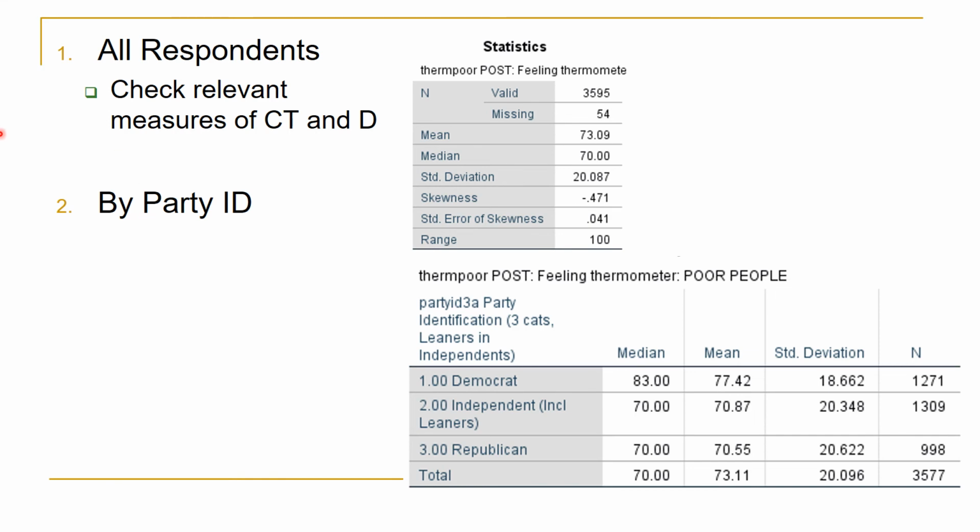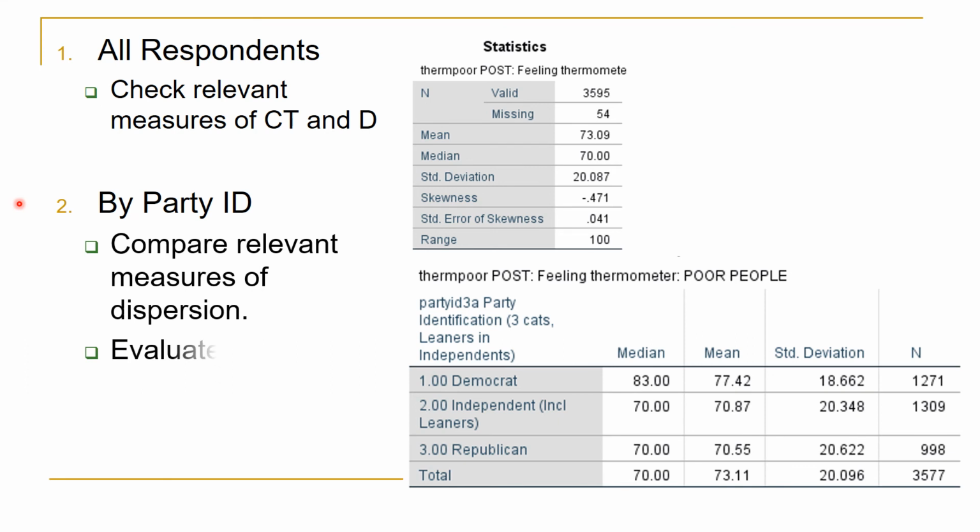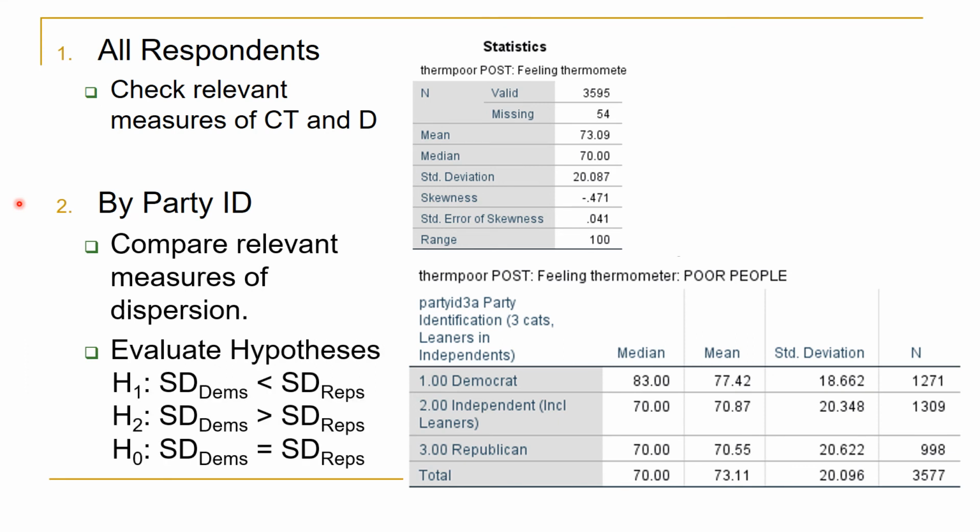Here we're looking at the same outputs. We have our statistics output. We can see the standard deviation for all respondents is 20.087. Then we can look at party identification. We're going to divide our output by party ID, and then compare the relevant measures of dispersion. In this case, our standard deviation, and we'll be able to evaluate our hypotheses. In this case, we see the Democrats have a standard deviation of 18.66, and Republicans have a standard deviation of 20.62.